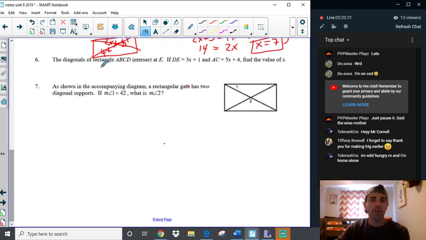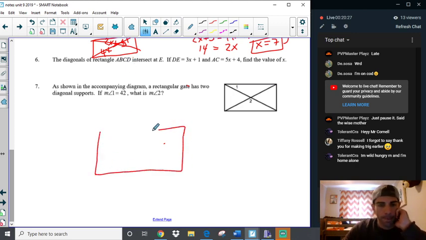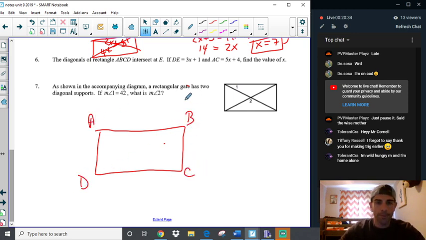6, the diagonals of a rectangle ABCD intersect at E. Okay, so I'm going to do this over here. It's just going to give me a lot more space. Now, it's best to draw a picture. Doesn't matter where you start with the A, just make sure you follow in the right order. Then you have the diagonals, and they said that they intersect at E.